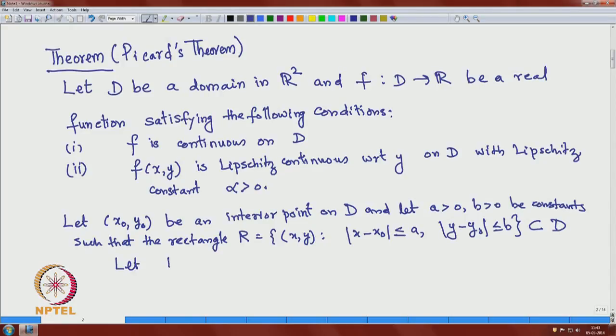And let M be a constant defined by the maximum of the function |f(x, y)|, where (x, y) is in R. This maximum exists because f is continuous, and we take (x, y) to vary in the rectangle, which is a closed set inside D, therefore this maximum exists. And let us define another constant, h, equal to the minimum of A and B by M.